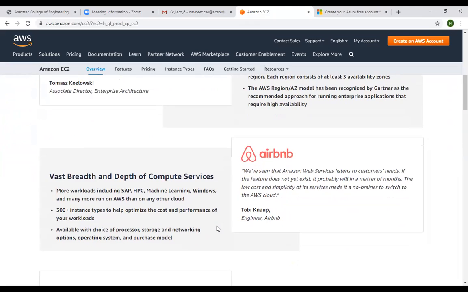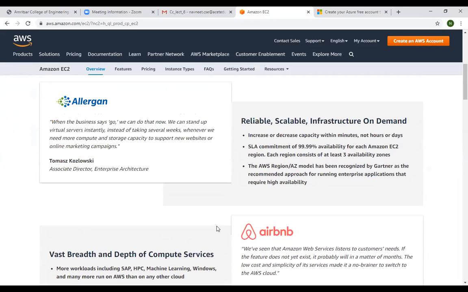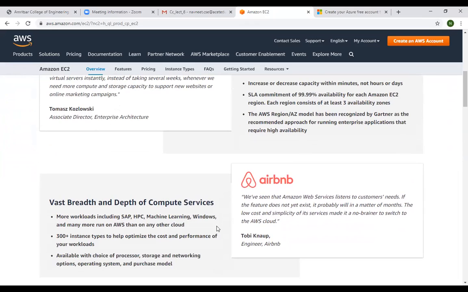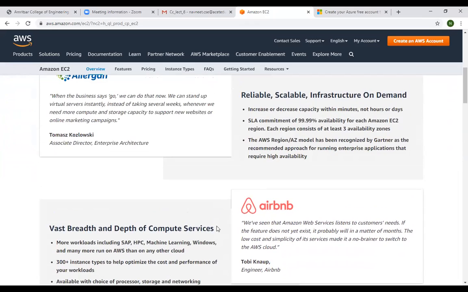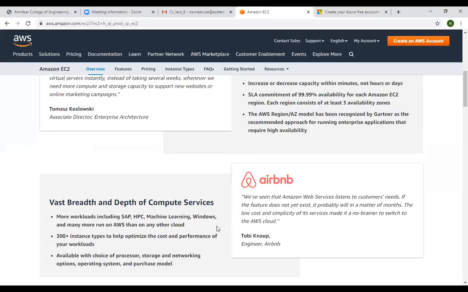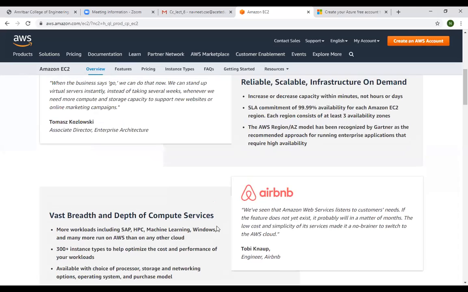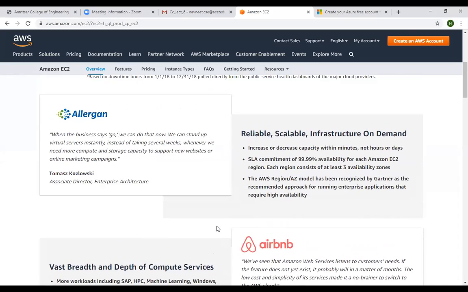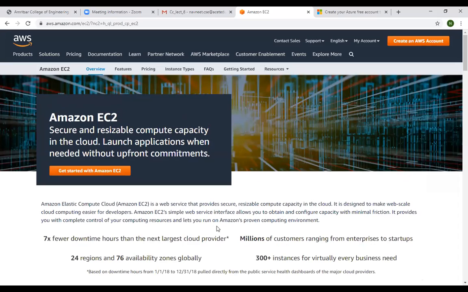Allergan and Airbnb are the customers that are using these AWS EC2 services. They have explained what EC2 is, how many people are using it, and how these services can be availed, and they have written here the figures based on downtime hours, pulled directly from the public service health dashboard.